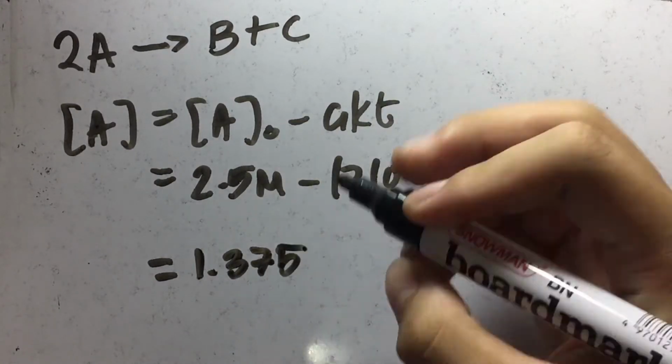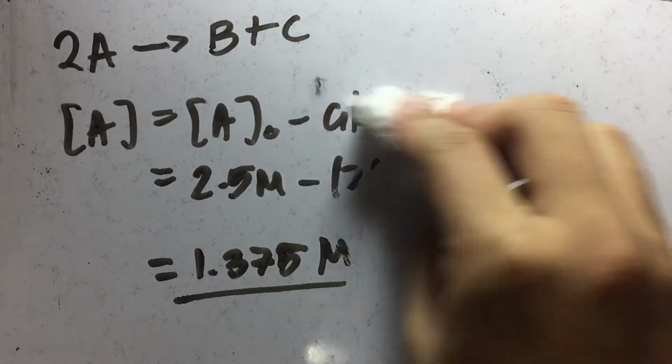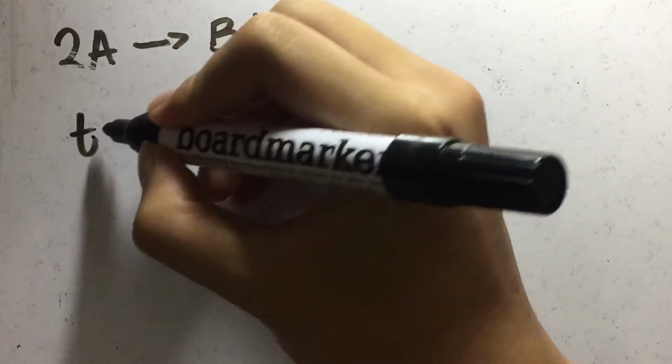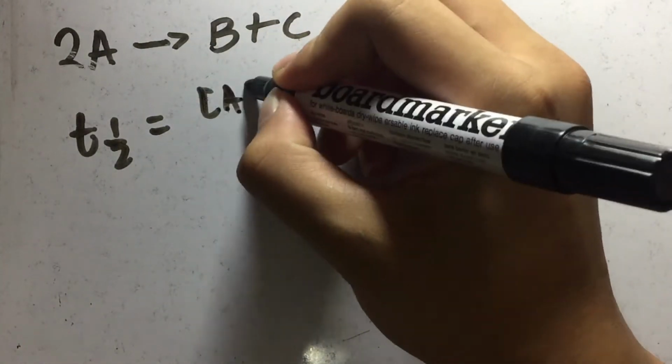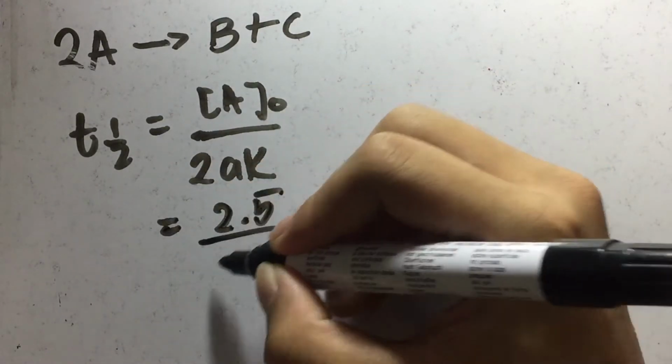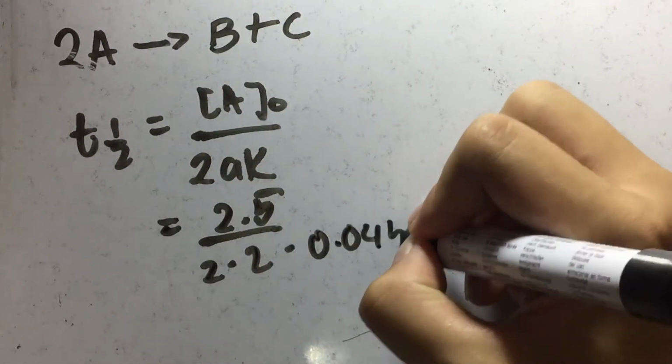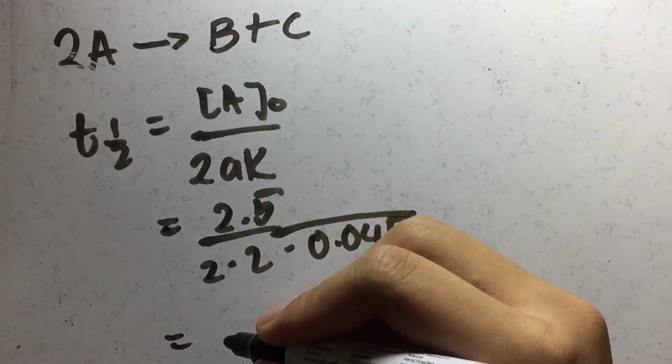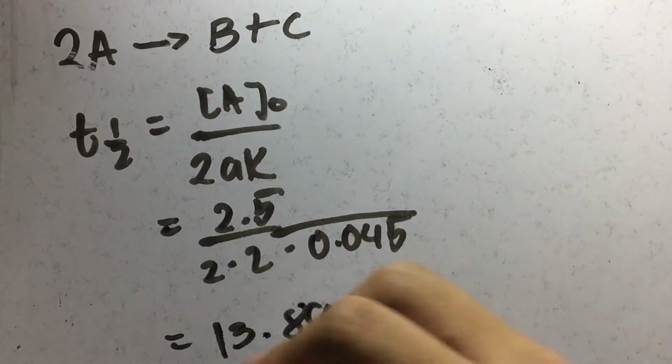Easy, right? Well, what is the half-life of the reaction? Again, we just plug in values into the formula, and we get 13.888888888888, and so on, or 13.89 seconds.